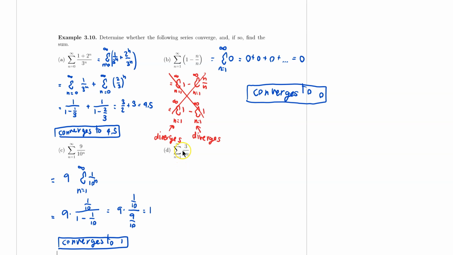Now for the last guy, I have the sum of 3 over 5n, where n goes from 1 to infinity. Notice again, I can pull out just the constant, so I'm going to get 3/5 times the sum of 1 over n, where n goes from 1 to infinity. And this series is just the harmonic series, the p-series when p equals 1. So this guy diverges. If I multiply something that diverges by a number, just 3/5, it will remain divergent. So this guy, for my last part, is also going to diverge. Okay.